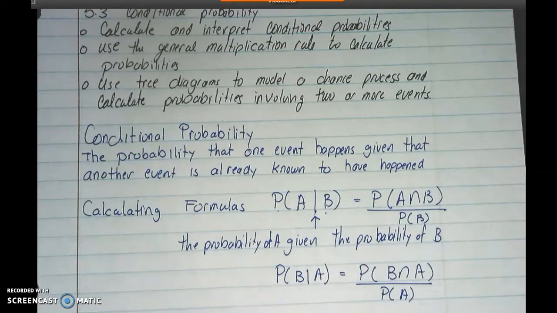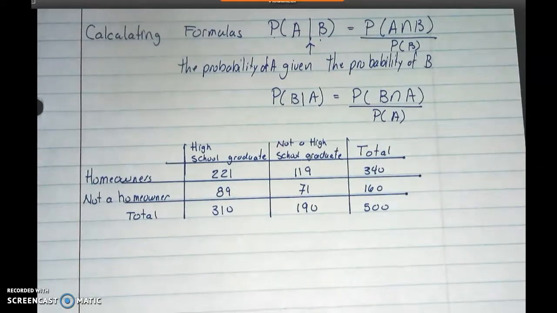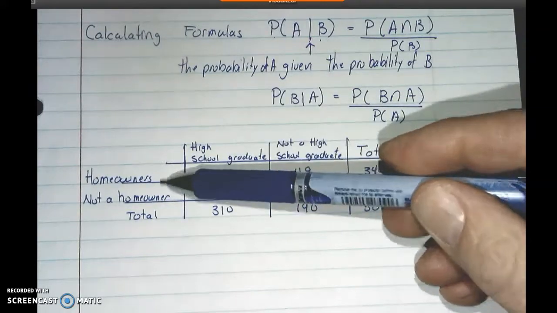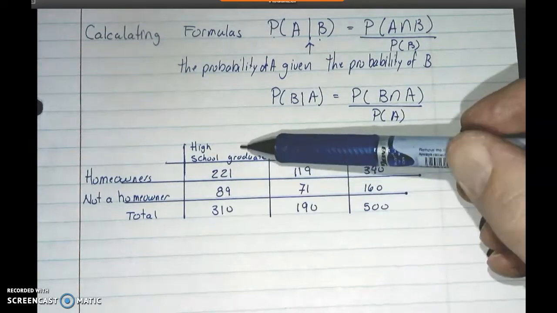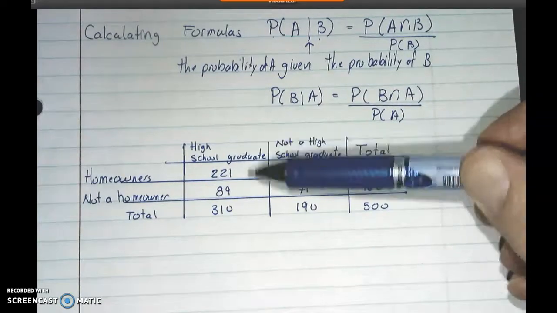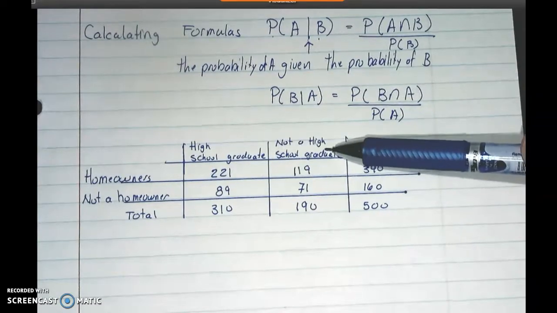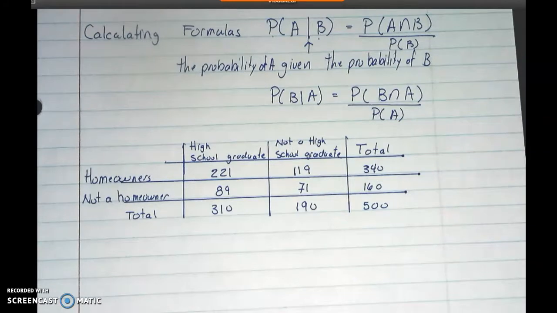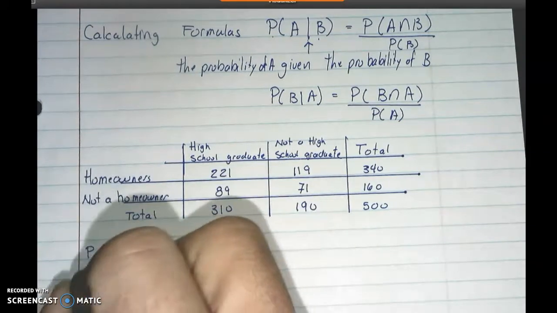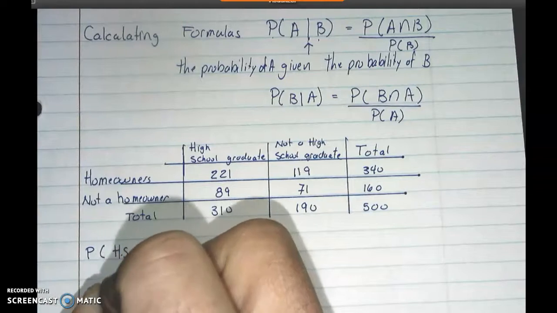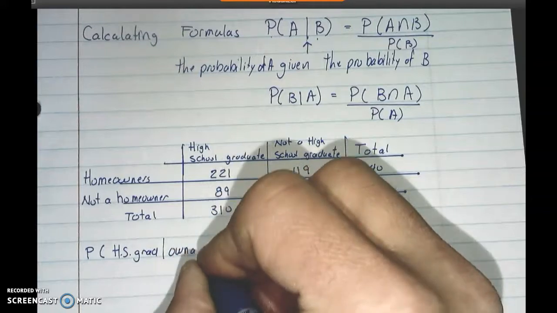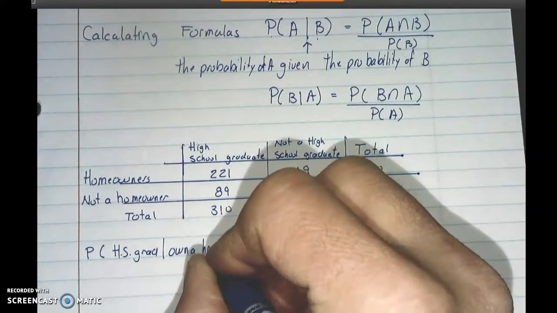All right, so this is going to be our example. We did a two-way table. We have homeowners and not a homeowner. We're looking at people that have graduated high school, and then we also have people who did not graduate high school. Our total is 500, and so let's just start off with the probability of a high school graduate given that they own a home, okay?